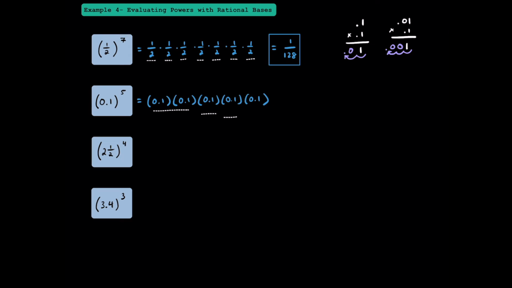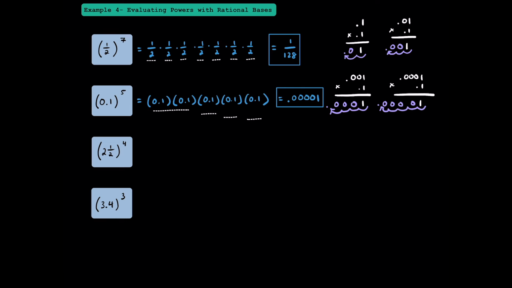Now we have to multiply this by another 0.1. So here we'll multiply 0.001 times 0.1. That's just going to be 1, and we need to slide over the decimal 4 times. Here's the decimal, and we're going to add in 3 zeros here. And finally, we're going to multiply by 0.1 one more time. That's just going to equal 1, but now we have to move over 5 times. After moving over to the left 5 times, we're going to have 4 zeros. Our final answer here is going to be 0.00001. That's the value of this power.